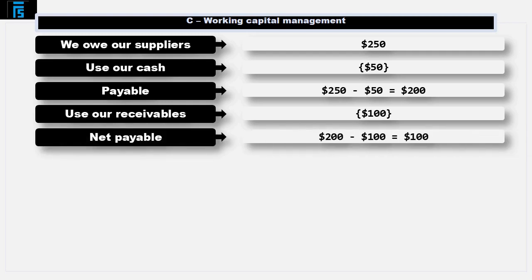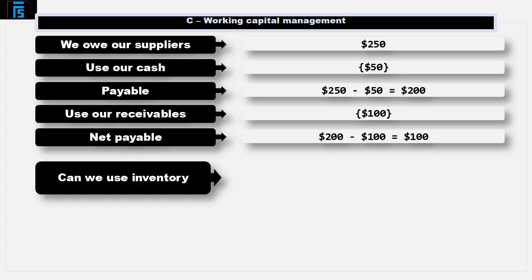However, we are only owed £100, and even if we can collect all of it, we will still owe a further £100 to our suppliers. The only resource now left is inventory. However, can we turn inventory into cash quickly enough to keep our suppliers happy? The only true answer to this last question is it depends.